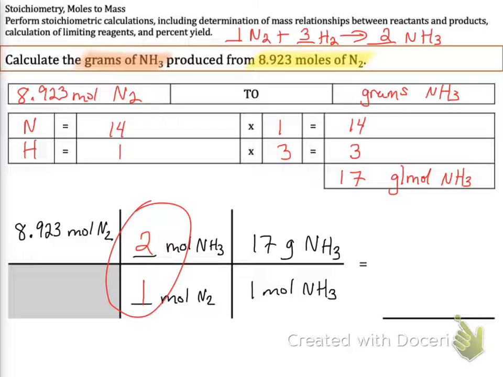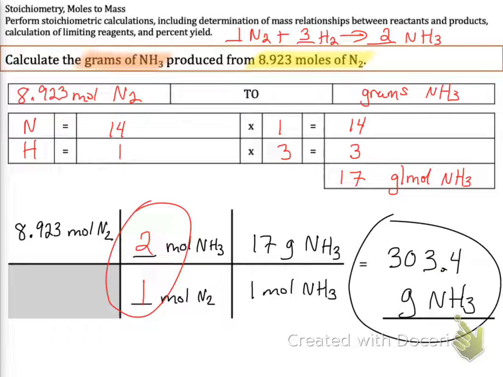At this point, you would multiply across the top and divide by the bottom. So 8.923 times 2 times 17 grams per mole. And I get a final answer of 303.4 grams of NH3.